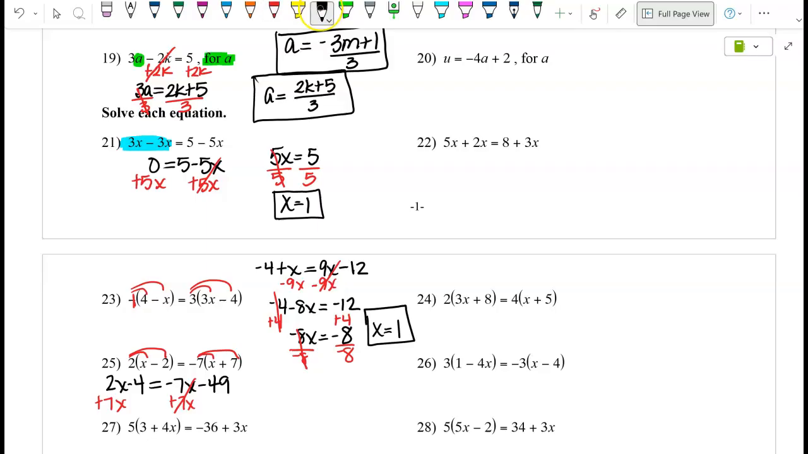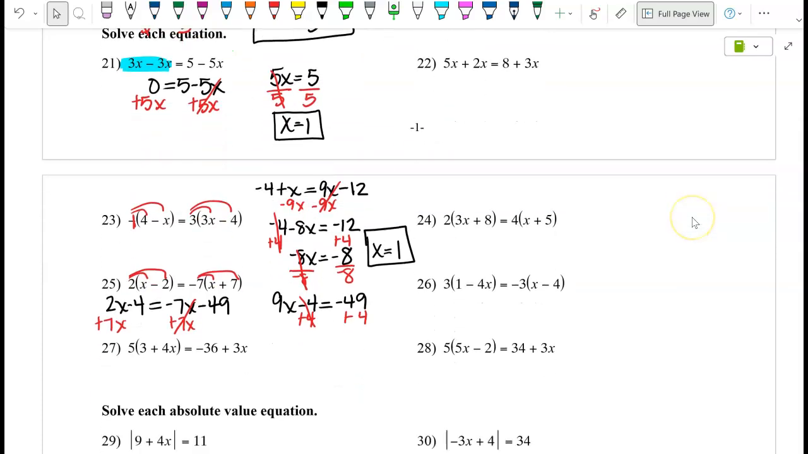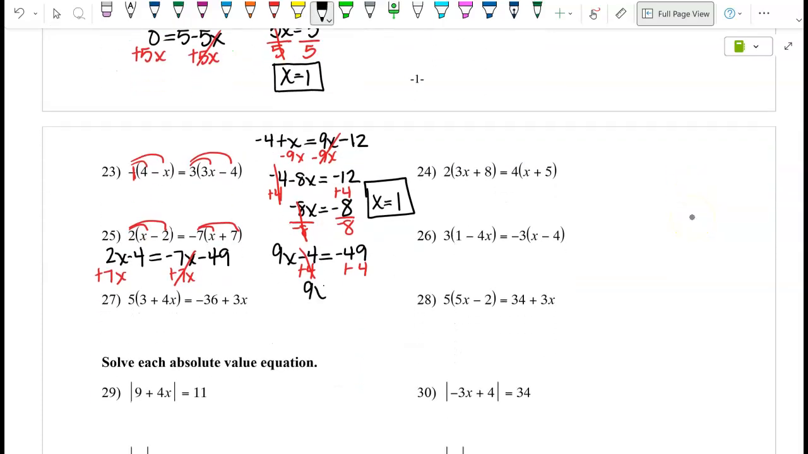So now, when I add the 7x, I have 9x minus 4 equals negative 49. So what is my next step, Jaden? Add 4 to both sides. So we get 9x equals negative 45. And then that last thing, divide by 9, so we should get x equals negative 5.